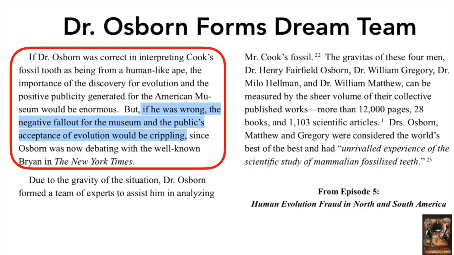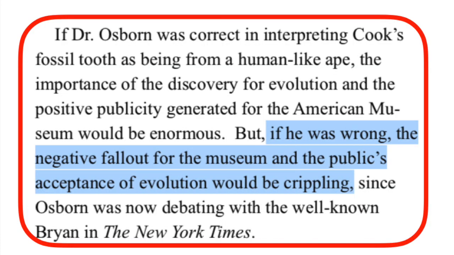What a coincidence. And so then Dr. Osborne, think if he's got a conflict of interest here. If Dr. Osborne was correct in interpreting Cook's fossil tooth as being from a human-like ape, the importance of the discovery for evolution and the positive publicity generated for the American Museum would be enormous. But if he was wrong, and it's not an ape-man tooth, negative fallout for the museum and the public's acceptance of evolution would be crippling, since Osborne was now debating with the well-known Bryan in the New York Times. So does he have some incentive for that to be an ape-man? He's got a whole bunch of incentive to be an ape-man.